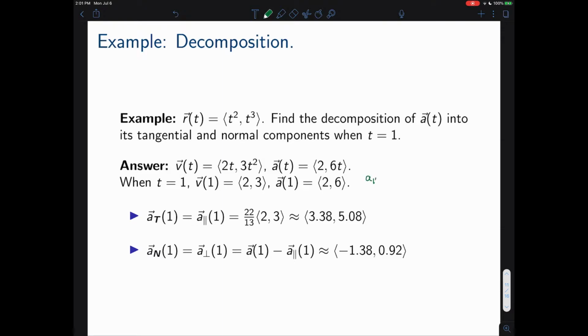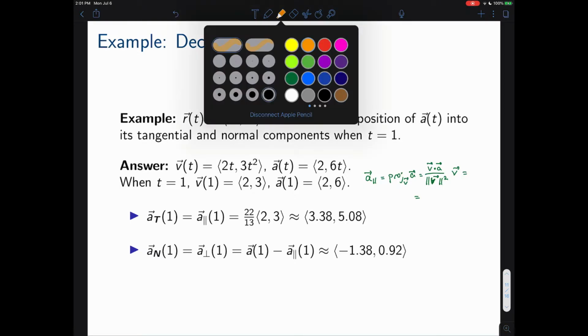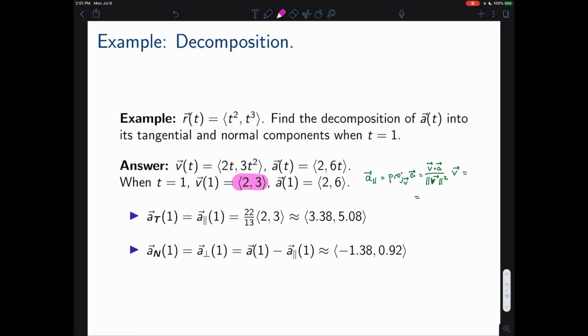So A parallel, or the projection of A along V, is V dot A divided by length of V squared times vector V. All right, so looking at V and A, and taking their dot product, we get 4 plus 18.